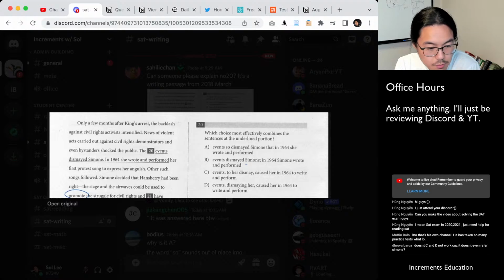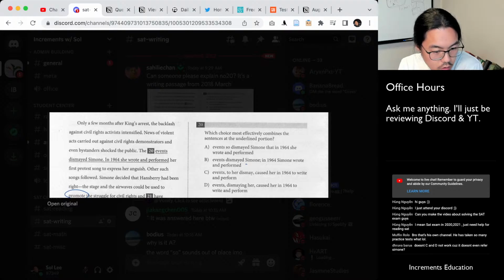So right now the subject of the previous two sentences, there's a backlash against civil rights. Then we have the news of violent acts carried out. Okay. Then in all four of these choices, we have the events. The events are the subject. Okay. Now we're looking at C first and explain why C is wrong. The events, to her dismay, caused her.